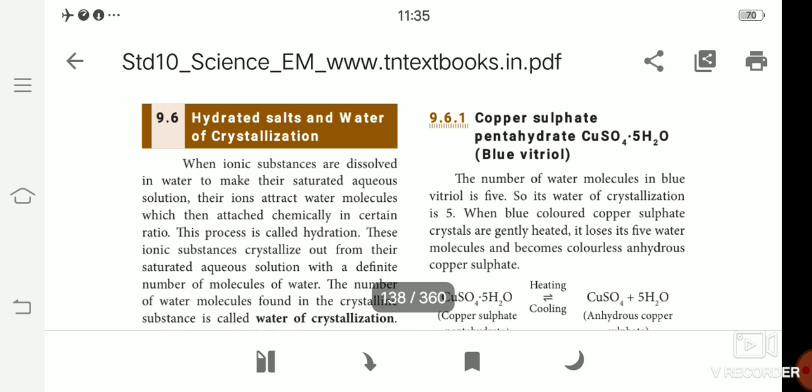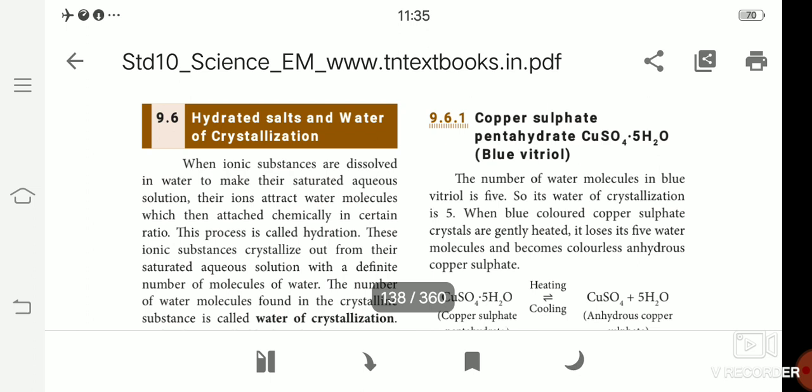So the number of water molecules found in the crystalline substance is called water of crystallization. Another name for it is hydrated salt, which means the salt in the presence of water. When the hydrated salt is heated, there is a loss of water from the crystalline form.